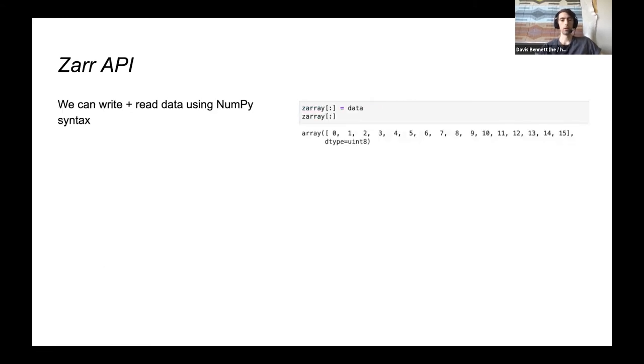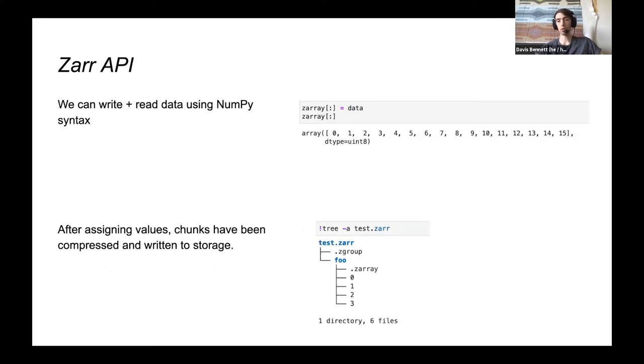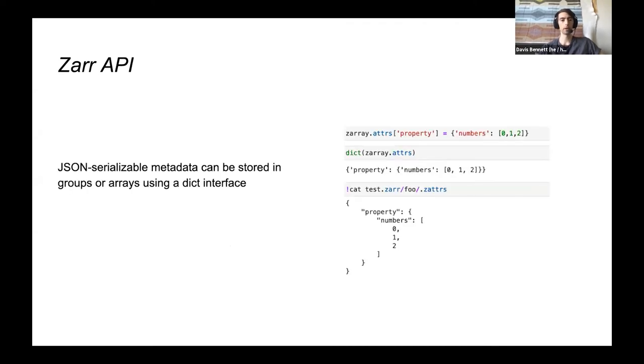Okay. So we can now read and write data using NumPy syntax. So now I'm assigning every element of my Zarr array to the elements associated with my data, which is a NumPy array. And then I query the Zarr array and I get back the data I expect. And then we see that after doing that, values have now been written to disk. With this storage scheme, someone may be suspicious that we're putting all the chunks in one folder. That will come up later. But each of these chunks is basically a compressed piece of my original array data.